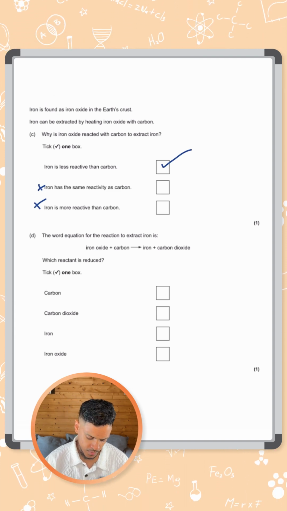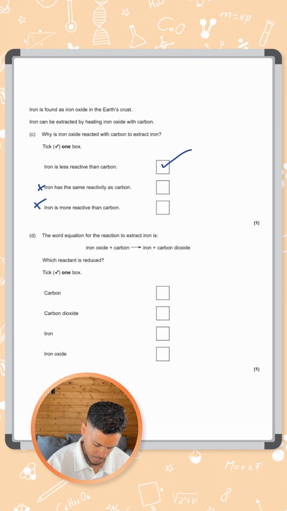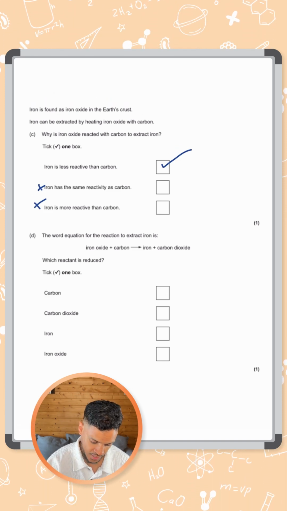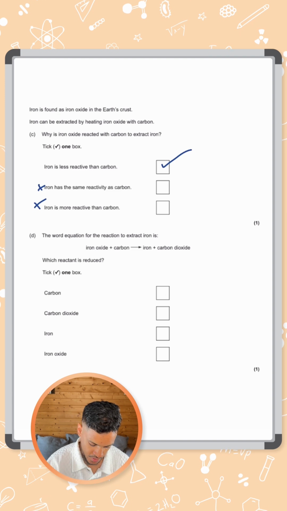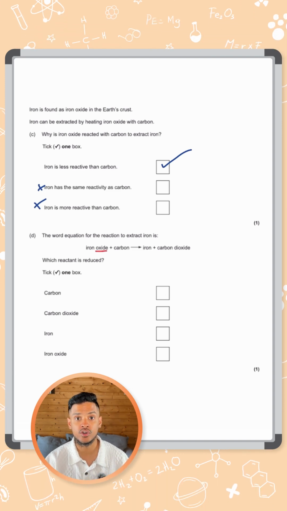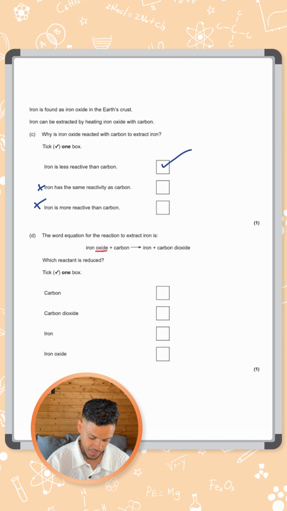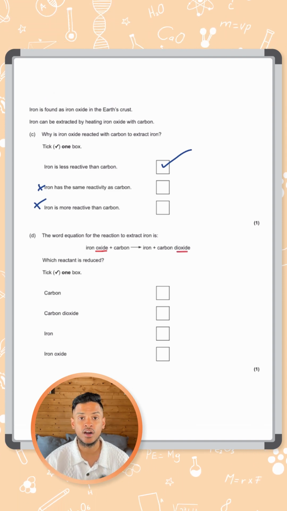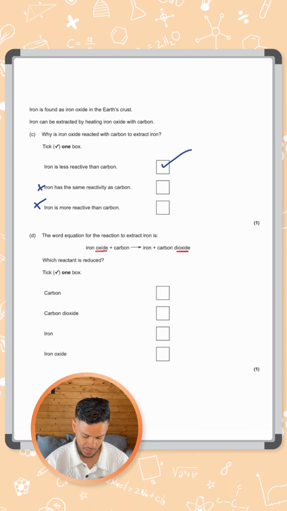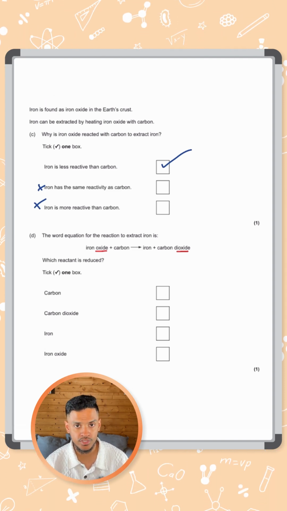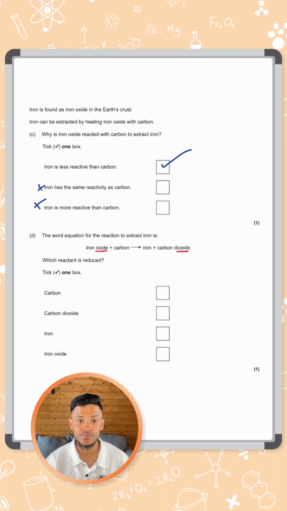Here, because we're looking at an equation, the best way to identify what's reduced and oxidized is to look at what happens to oxygen. So what you can see here is we start off with iron oxide, so the oxygen is bonded to iron, but then after the reaction's finished, it bonds to carbon to form carbon dioxide. So iron oxide is losing oxygen, which means it's being reduced.